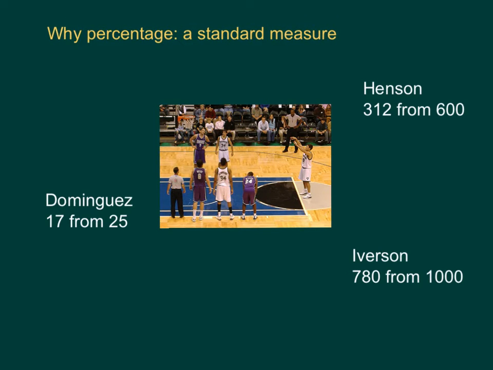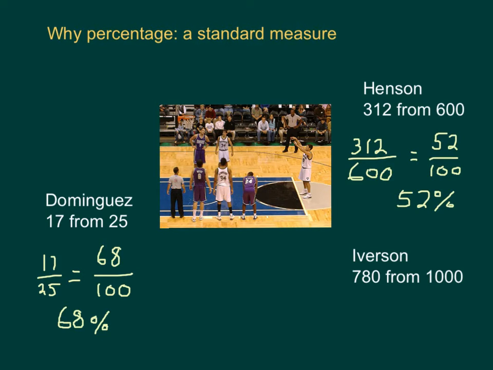Clearly, Henson's going to score more from his 600 shots than Dominguez is from his 25. But if I can work out how many shots each player will make if they were given 100 efforts, I've got a kind of standard way of comparing their performance. If Dominguez is making 17 from 25, I can assume that from 100 shots, 4 times as many, he'll make 68 of them, 68% out of 100.